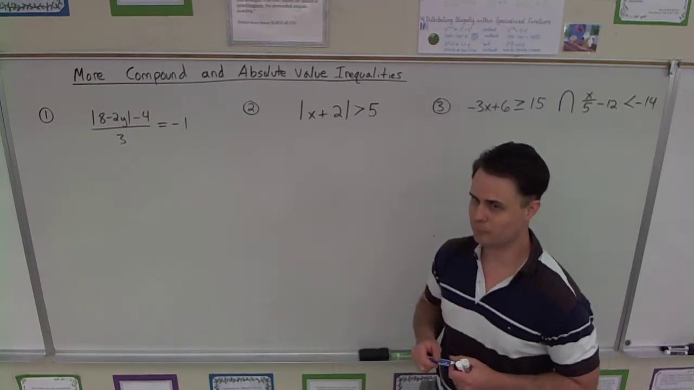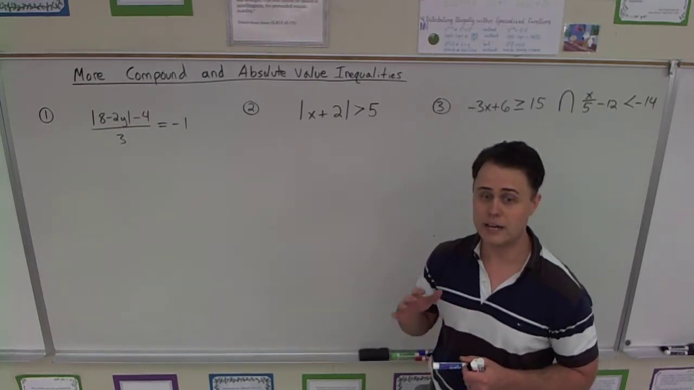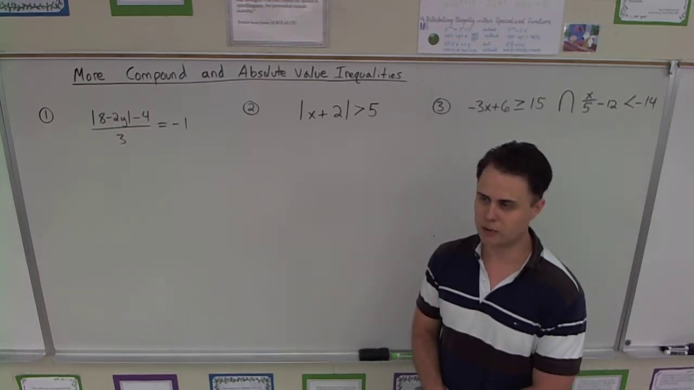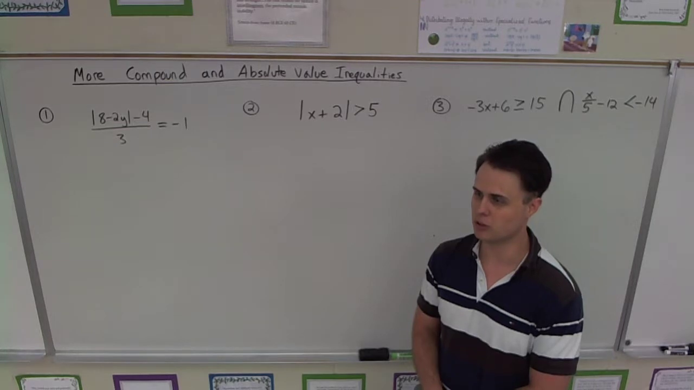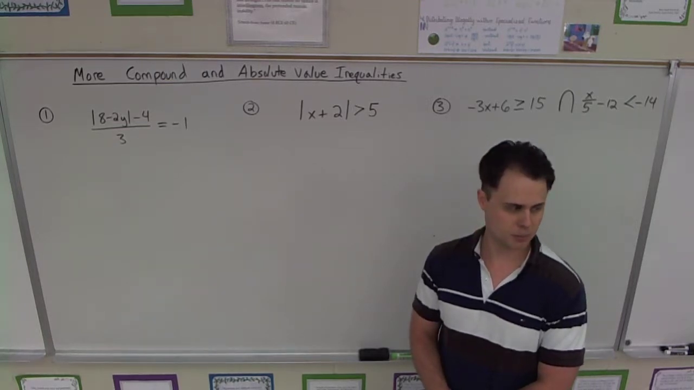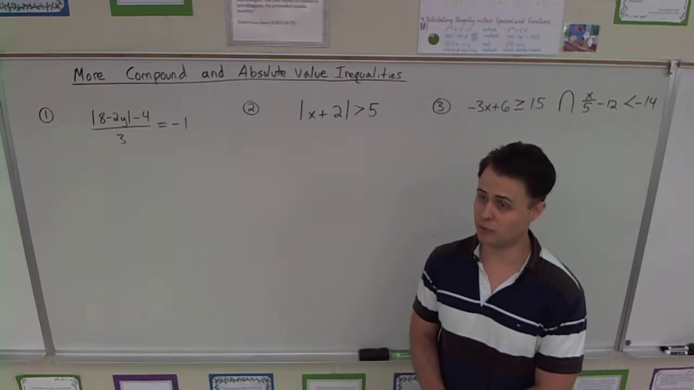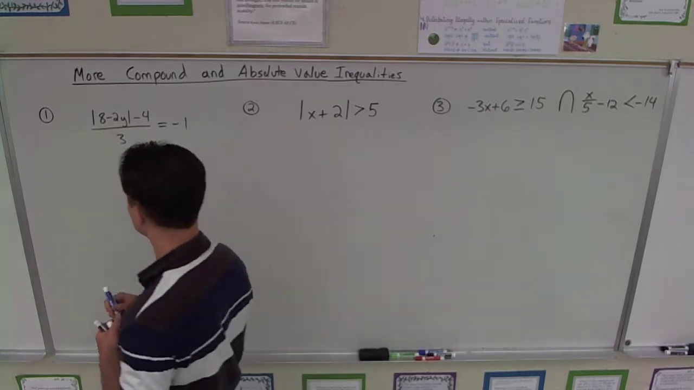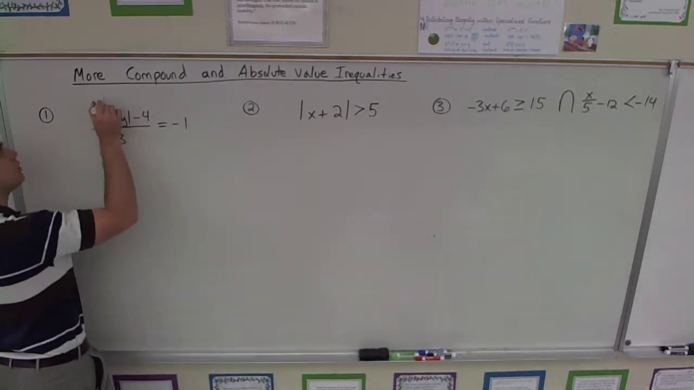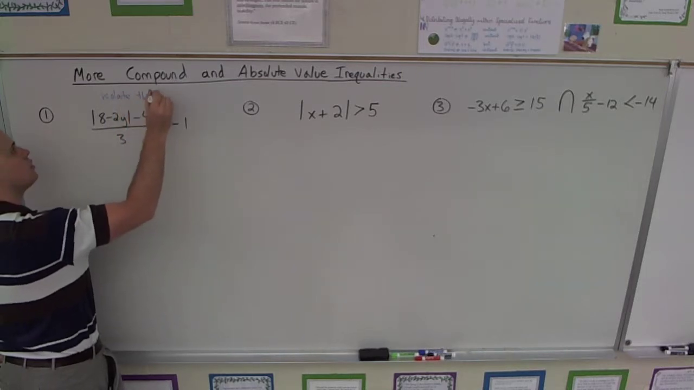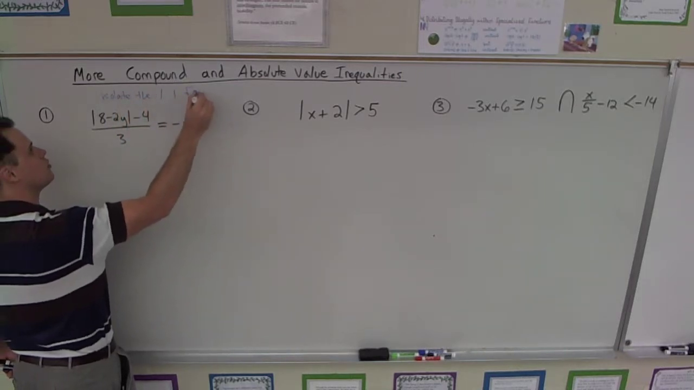So the key to doing number one, or any absolute value equation or inequality that has distracting information or numbers around it, is to first get that absolute value part by itself. In other words, isolate the absolute value first. That's a big thing you guys should write down in your notes. Isolate the absolute value first.